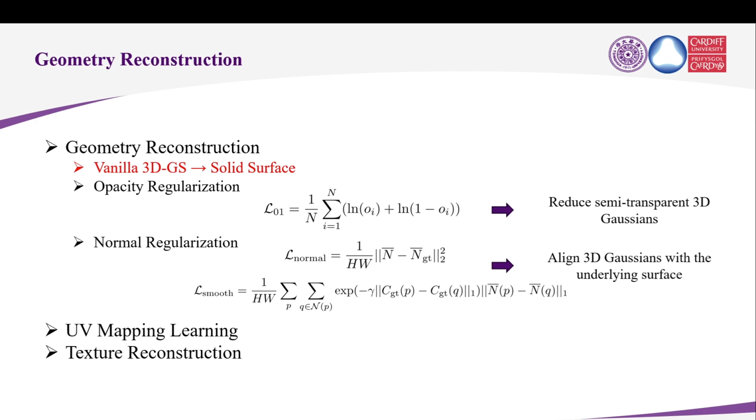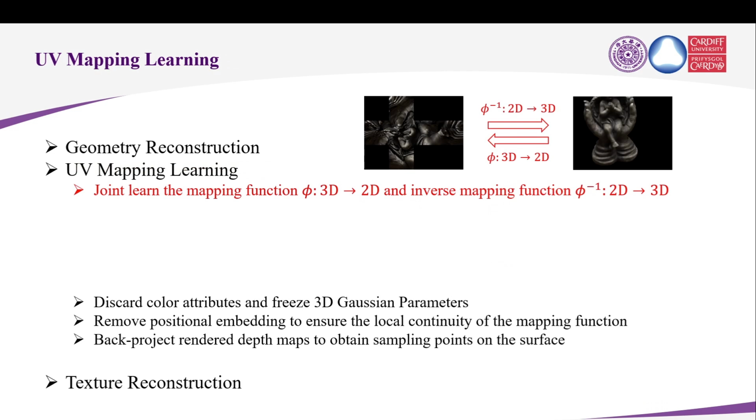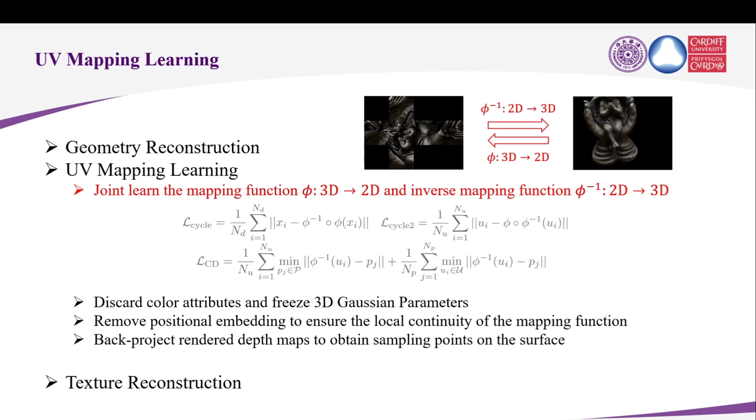To learn the UV mapping phi, we observe that if its inverse 2D to 3D function phi inverse can warp the UV space to uniformly cover the underlying surface, then the forward mapping phi would serve as a reasonable UV mapping. We freeze the parameters of 3D Gaussians and introduce two cycle consistency losses to ensure the mutually inverse property of phi and phi inverse, with a chamfer distance loss to ensure the 3D points mapped from texture space uniformly cover the object surface.